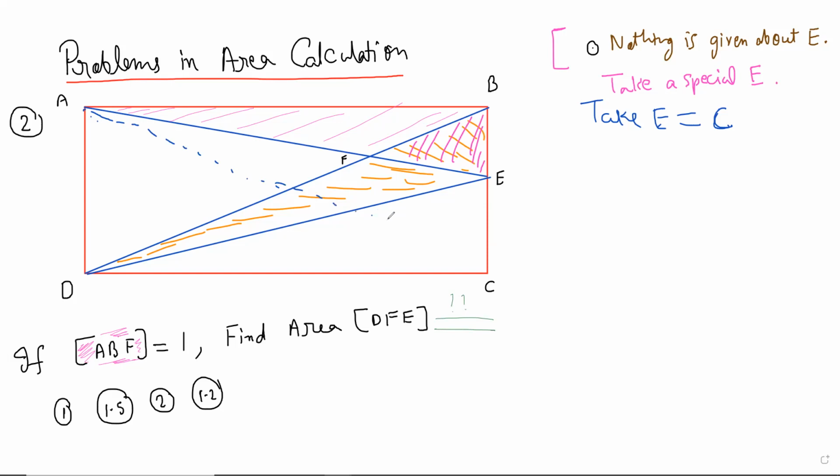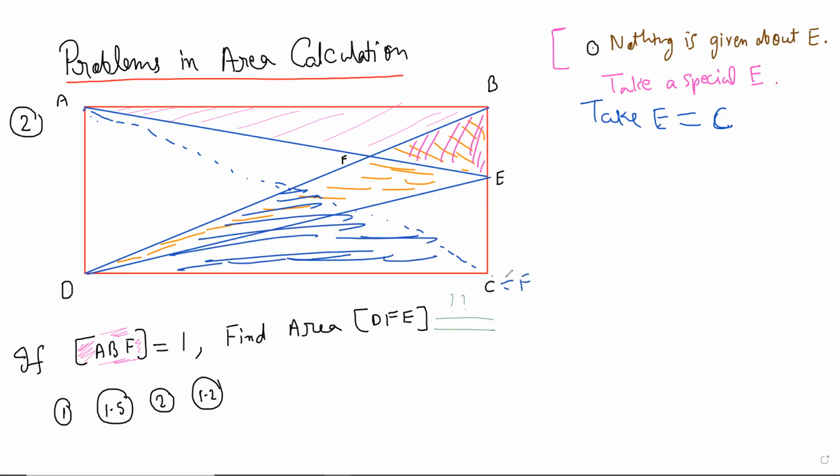So if you take it to be E, then the region just gets split into two equal parts, right? Then this becomes what we want to find, which is obviously equal. Then the pink part will become this whole thing, right? It'll just spread like this. And then it's obviously equal.